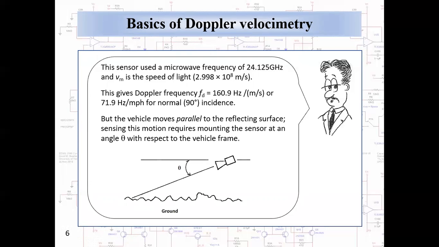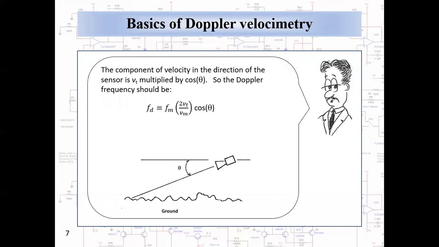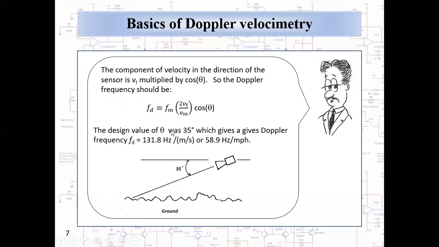But the vehicle moves parallel to the reflecting surface, that is the ground. So sensing this motion required mounting the sensor at some angle theta with respect to the vehicle frame. The component of vehicle velocity that's in the direction of the sensor now is v sub t multiplied by the cosine of mounting angle theta. So the Doppler frequency should be what we've seen before, multiplied by the cosine of theta. The design value of theta was 35 degrees, which gives a Doppler frequency of 131.8 hertz per meter per second, or 58.9 hertz per mile per hour.